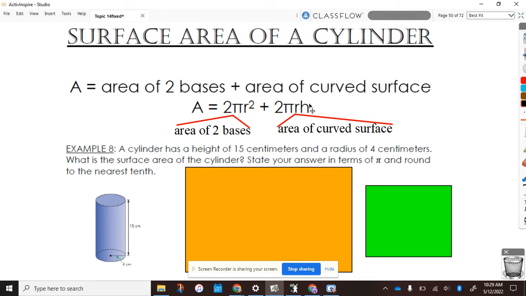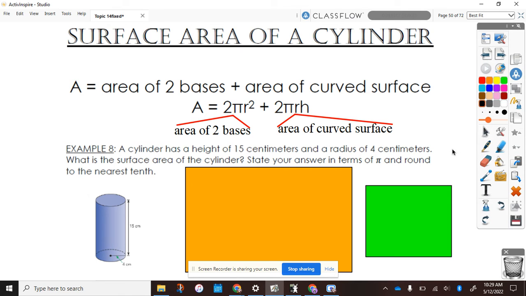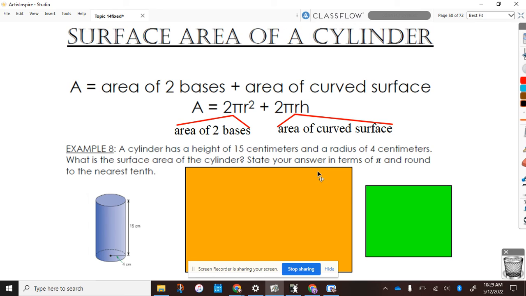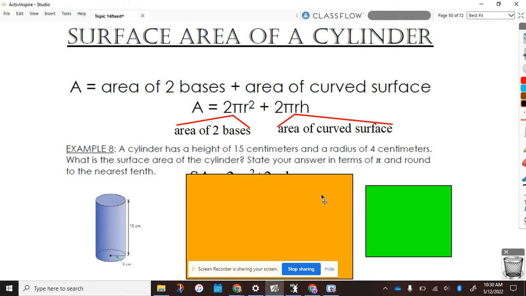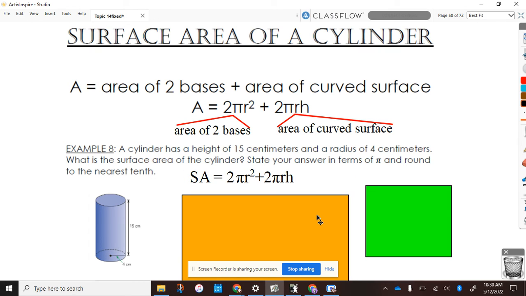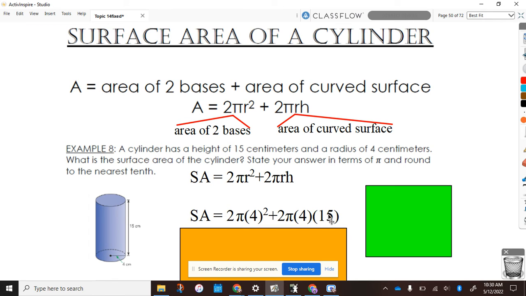Okay, so this time it is a longer formula, but you still only have two things to plug in. You've got radius and height, still the only two things that you actually have to find in any diagrams or information there. So we've got a height of 15, we've got a radius of 4. It's asking what is the surface area. So we use that formula right there. We're going to plug in our radius of 4 and our height of 15 right there at the end. This one is actually asking us to give the answer in terms of pi and round to the nearest tenth. So we're going to give both options for what could be your answer here.